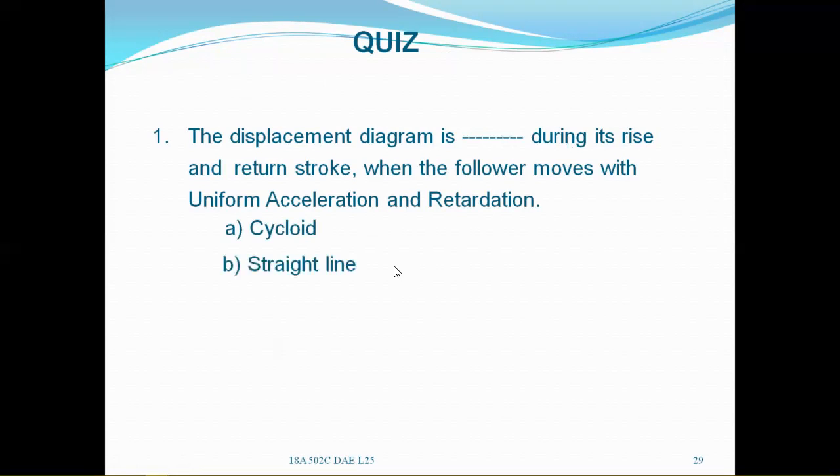Cycloidal motion, straight line, parabolic, and none of the above, which is the right answer? So cycloid is wrong. Straight line is for uniform velocity, and only the remaining is either parabolic or none. As per our discussion, this should be the double parabolic actually, but here it is the parabolic. So C is the answer.